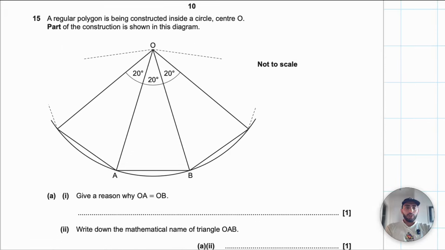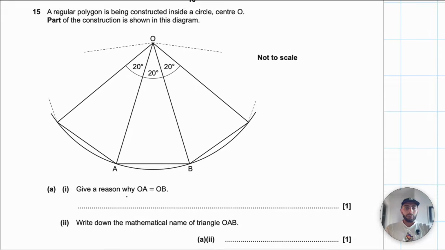Question 15. A regular polygon is being constructed inside a circle with center O. Part of the construction is shown in this diagram. Give a reason why OA equals OB. It tells us in the question that this is inside a circle. That means all of these lines from the center, from the origin, are radii, so they're going to be equal to each other. So radii are equal.